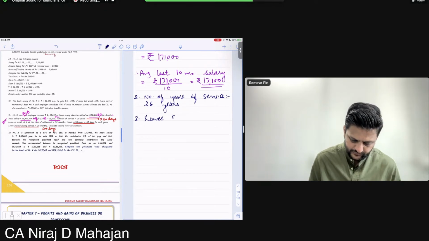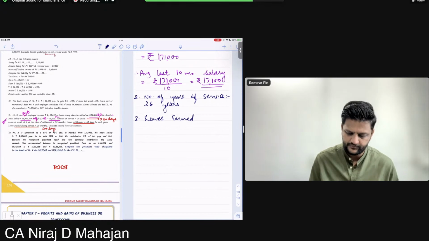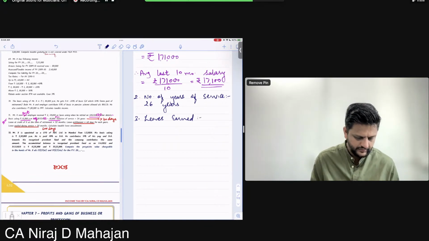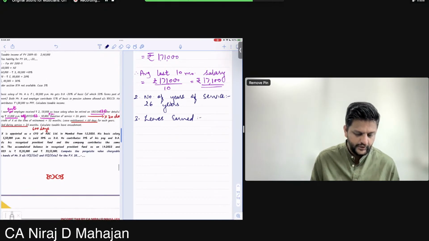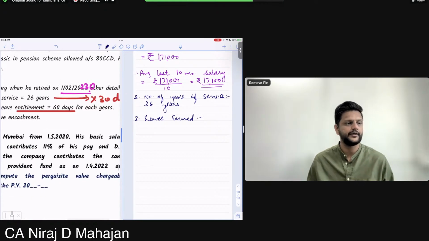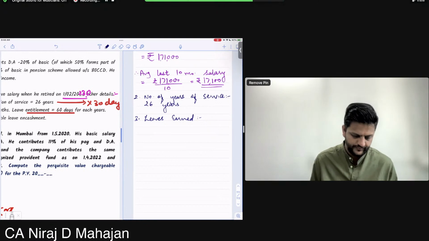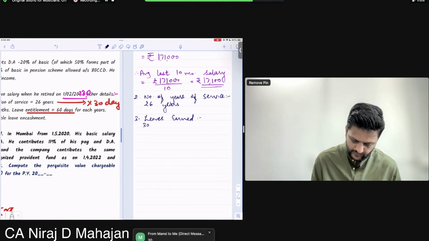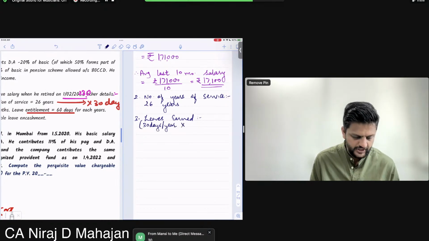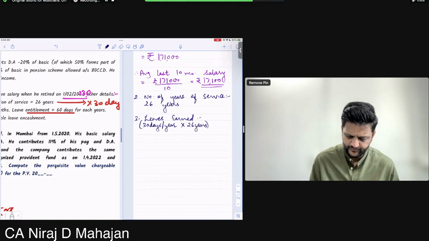Leaves earned, I'm saying. Check here. It was 60 days per year. How much will you take for calculation? 30 days per year. I hope this is clear to you. Into how many years? 26 years. I think we have already discussed this.